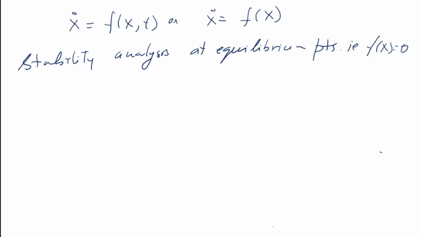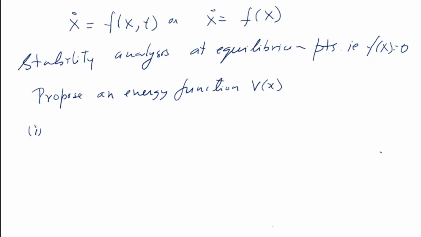Now what is the first thing that we need to do? First of all, we need to propose an energy function. We need to propose our V of x, then take its derivative and see whether it's negative definite. So first of all, propose an energy function V of x. That's the first thing we need to do. So we propose this function V of x, and these two conditions have to be satisfied. Number one, V of x has continuous first partial derivatives.